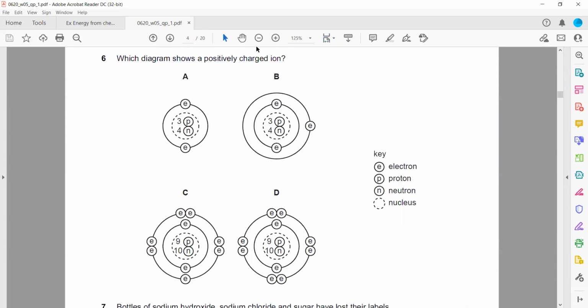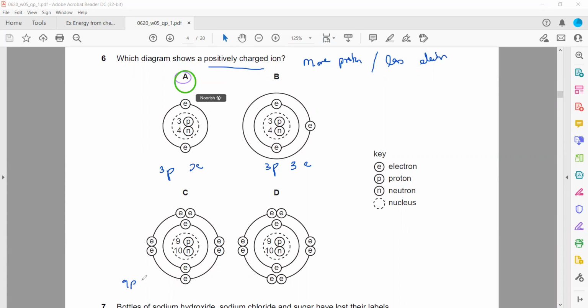Then this question: which diagram shows a positively charged particle? To be positively charged, it should have more protons and fewer electrons. So which is positive? This is having 3 protons, 2 electrons. This is having 3 protons, 3 electrons. 9 protons and 9 electrons. And this is having 9 protons and 10 electrons. So this will be negative charge, this will be neutral, neutral, and this will be a positive charge.